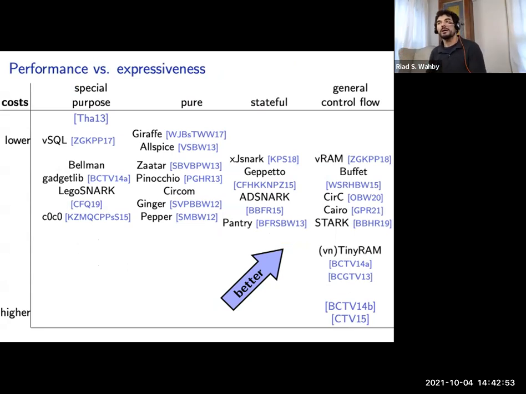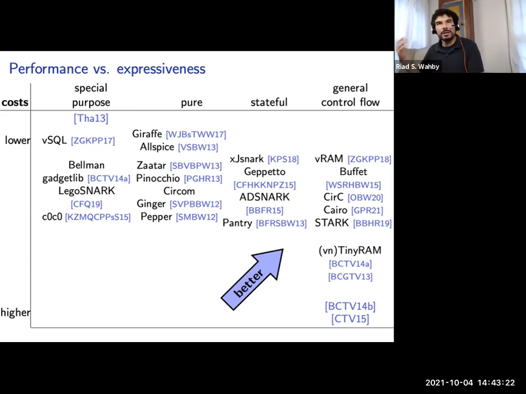corner of the slide here. That has a super fast protocol for matrix multiplication. It's super great, but it's a special purpose thing. As we move to the right, we get computations that are, let's say, pure. What does that mean? It means no input output, no RAM access, et cetera. Stateful programs, ones that have RAM access, which we emulate via memory checking literature tricks. Unfortunately, I'm not going to go into them, but happy to talk about them offline.